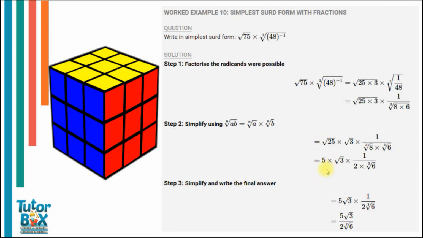The square root of 25, we know it's 5, and the square root of 3 is just the square root of 3, because if you change it you get a decimal, but we want it in surd form, so we leave it like that. And then 1 over the cube root of 8 is 2 times the cube root of 6, which also gives a decimal, so just leave it like that. Then you simplify, and you should get your answer to be 5 square root 3 divided by 2 cube root 6.